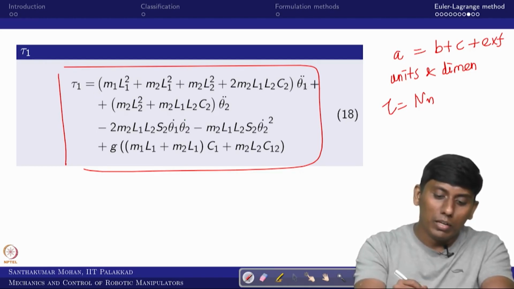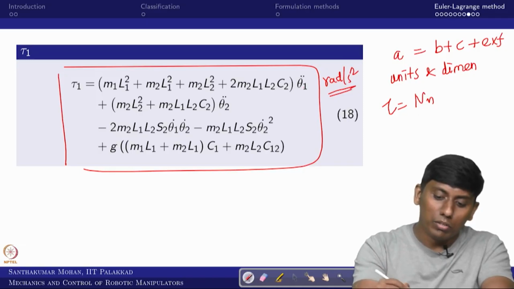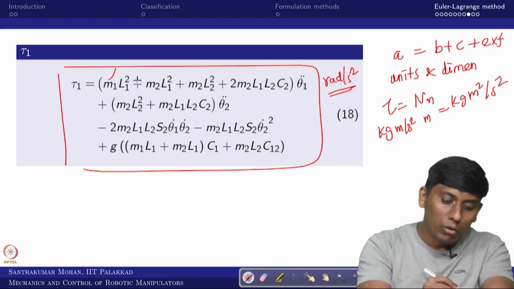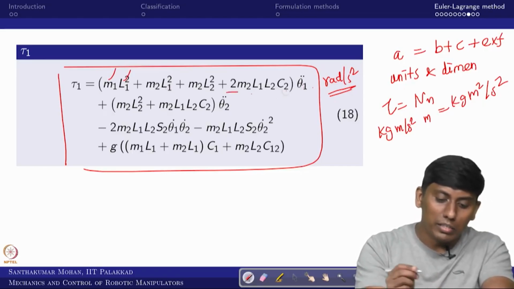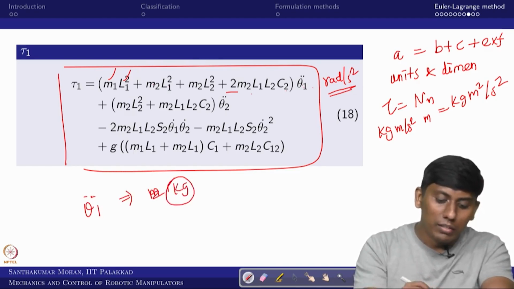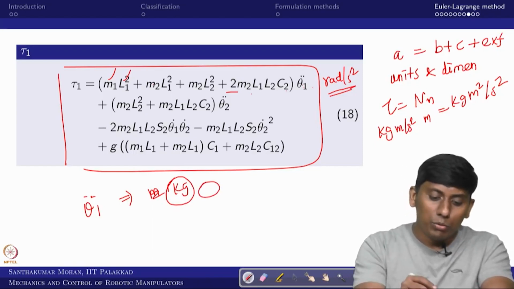So what will this give? This gives radian per second squared. Newton meter is kilogram meter per second squared into meter, which is kilogram meter squared per second squared. So if θ̈1 comes, then on the other side you have to see some kilogram, some mass, and 1 distance squared, or 2 distances. That you can cross check.